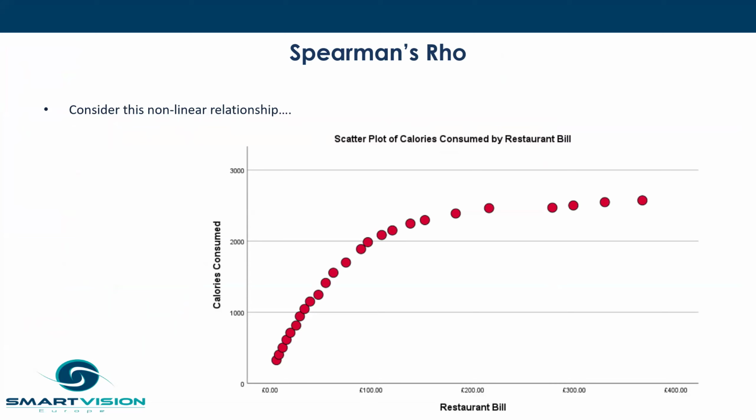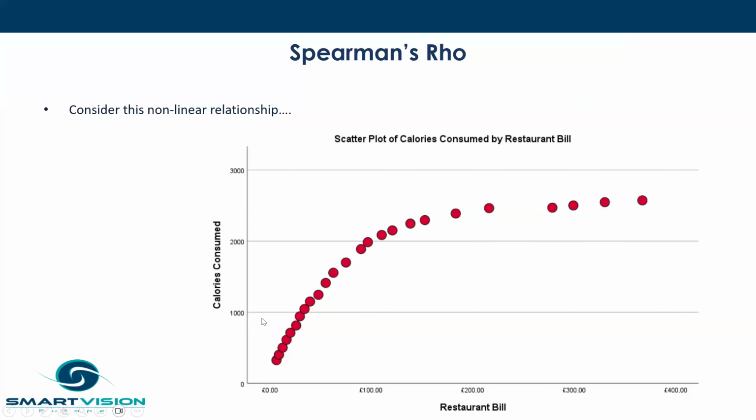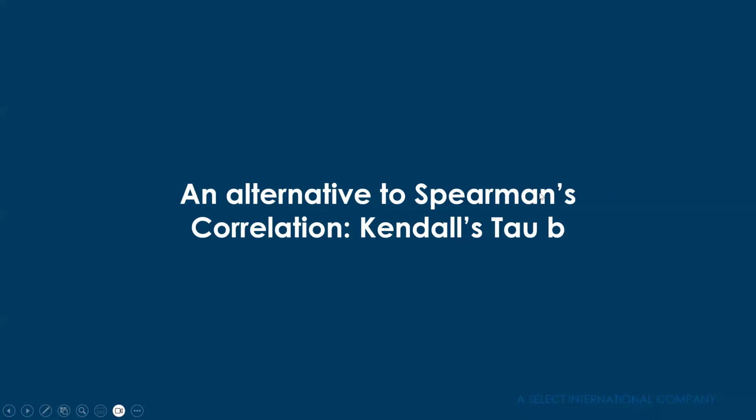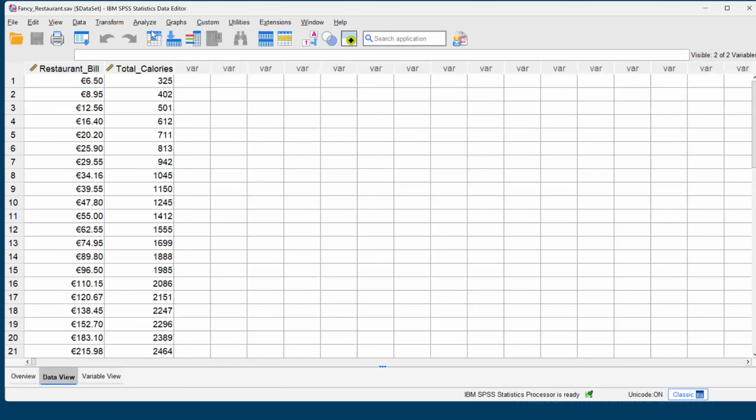Spearman's rho, you could use Spearman's with this, even though it's not ordinal variables, not rank scales. But Spearman's will get around this, and one of the ways in which Spearman's works is because it doesn't look at the individual values; it ranks them. So let's have a look at that. How does Spearman's work?